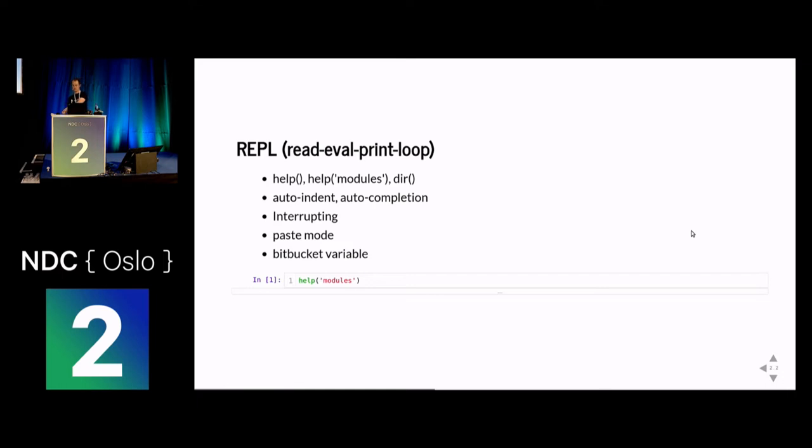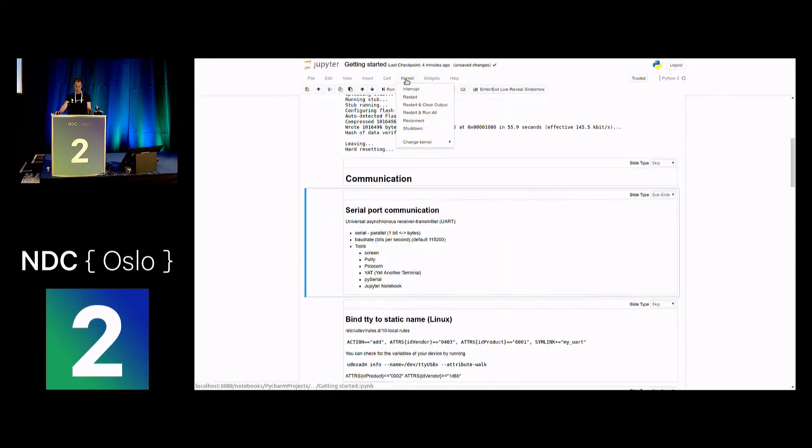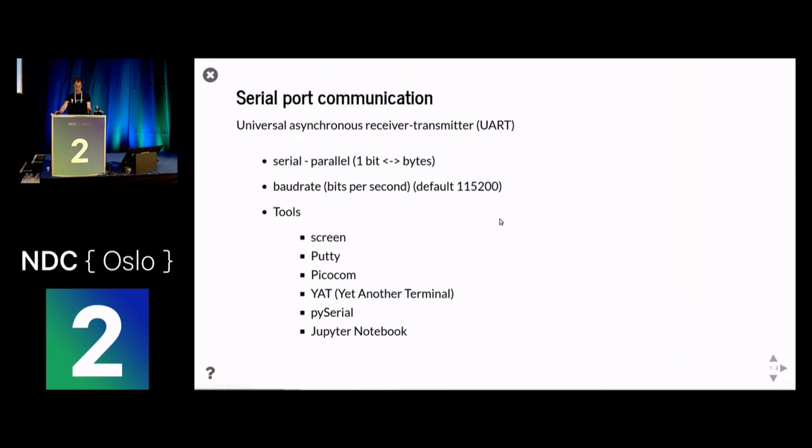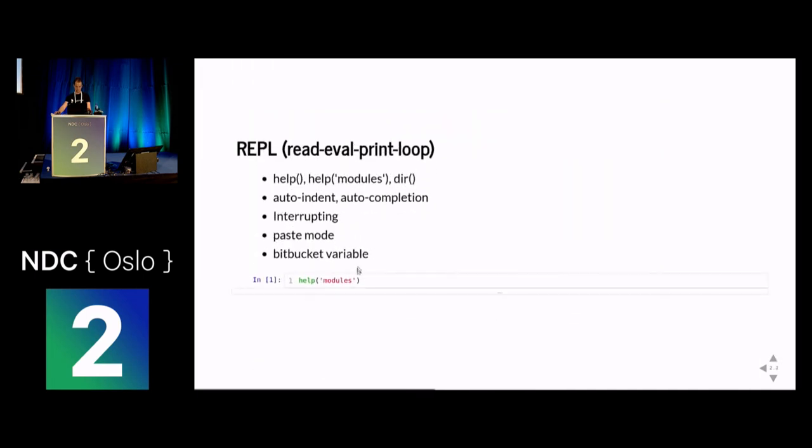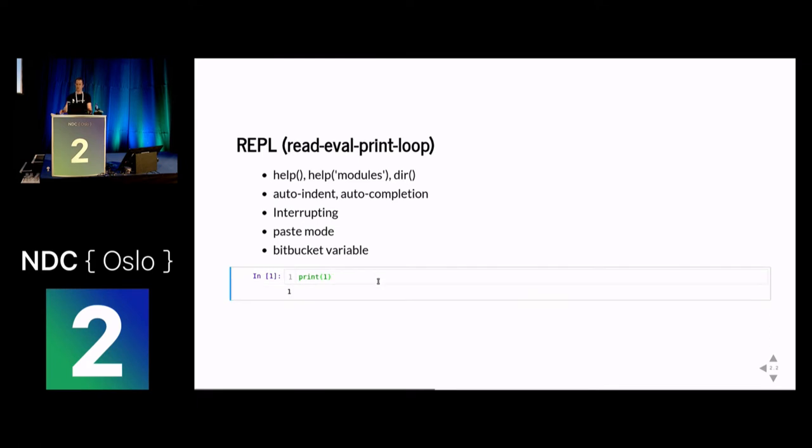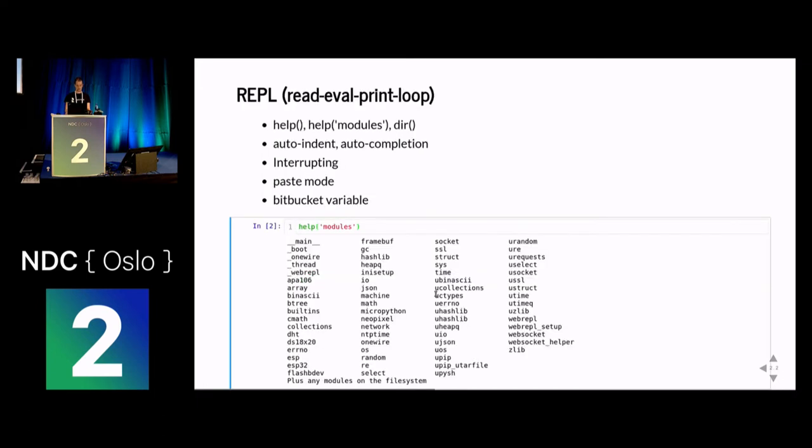So about the REPL, now that we're in, let's change the kernel to MicroPython. First, I'd like to see if it actually is connected. So print 1. It's evaluated inside of the microcontroller, so it returns 1. So now we're in the REPL. If you write help, it provides you with some ways to get started. If you write help('modules'), you get a list of the supported modules that you can just import immediately.